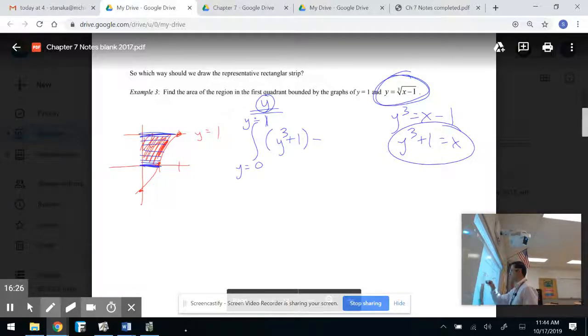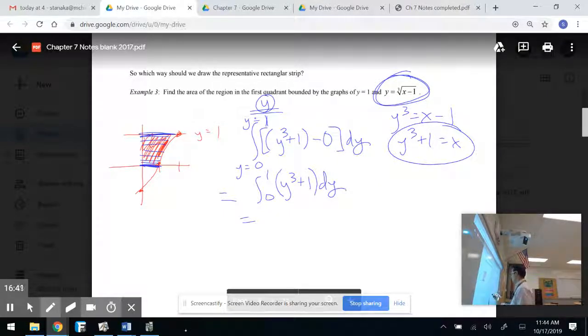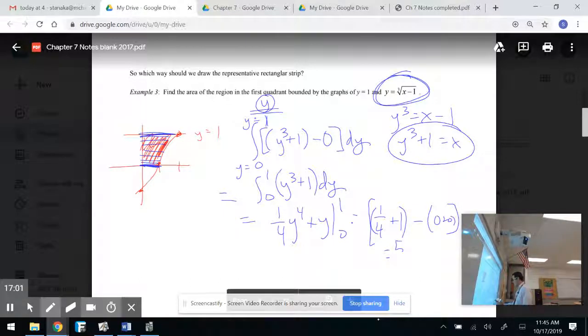Minus the left. What's left? Oh, it's just 0, right? Because it's the y-axis. Let's take an antiderivative here. That'd be just the integral of y cubed plus 1 dy. The antiderivative, which is just power rules, right, class, is y to the fourth over 4 plus y. I'll finish this one for you because it's easy. You got a 1/4 plus a 1, that's the first part of the fundamental theorem of calculus. And the second part is 0 plus 0 is 0. So we got 5/4.